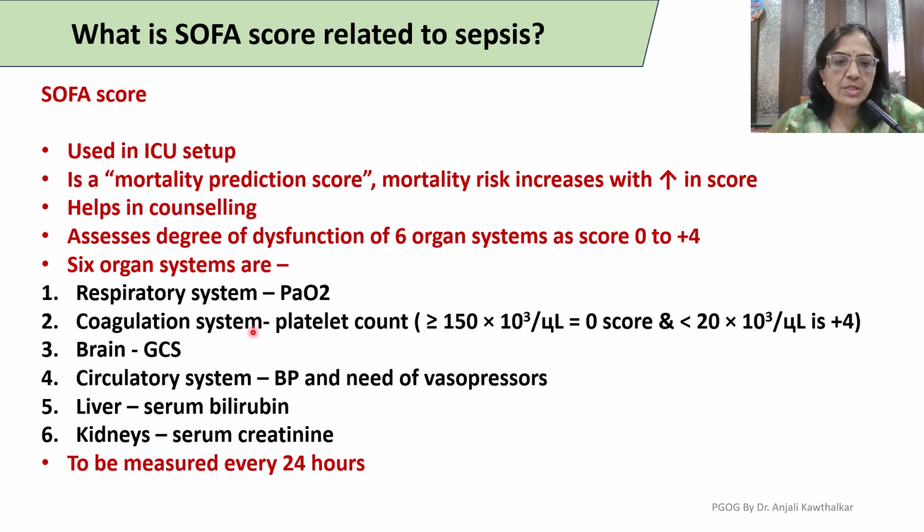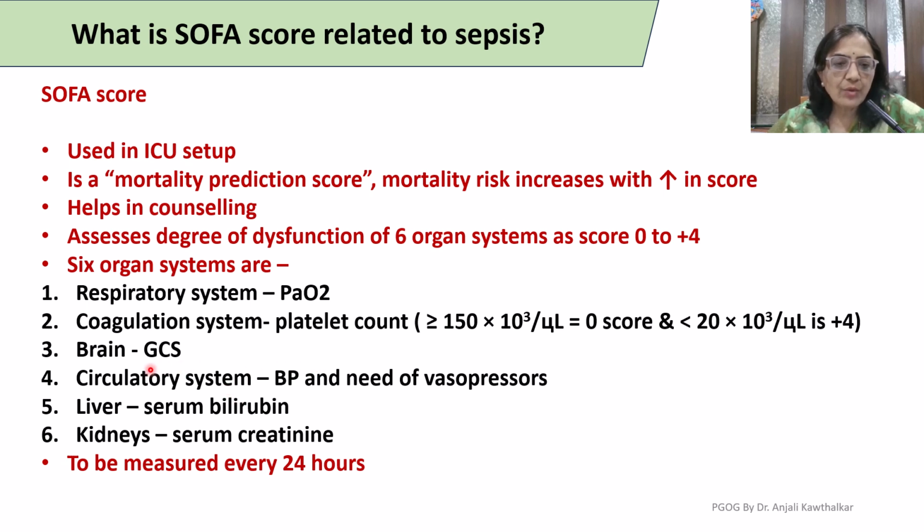Then the coagulation system is the second organ system. If the platelet count is normal, greater than or equal to 1.5 lakhs, then the score is 0. That is one example I have shown deliberately. This score should be on a wall in the ICU so that it is available very easily and we can calculate it quickly. If the platelet count is less than 20,000, then a score of +4 is given. That is how it is for every system, from 0 to +4.